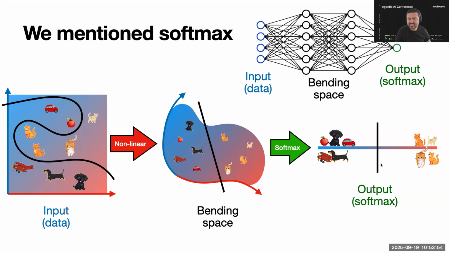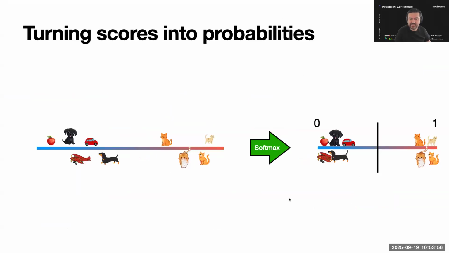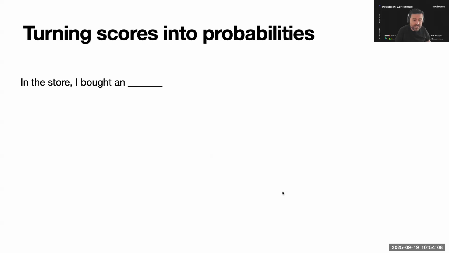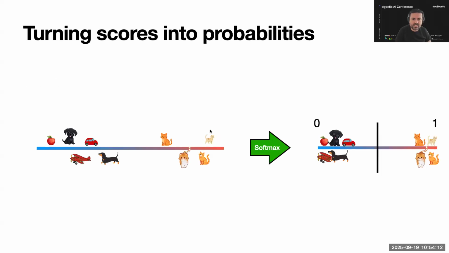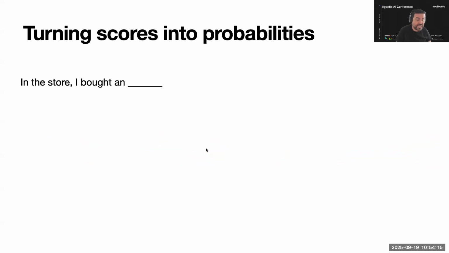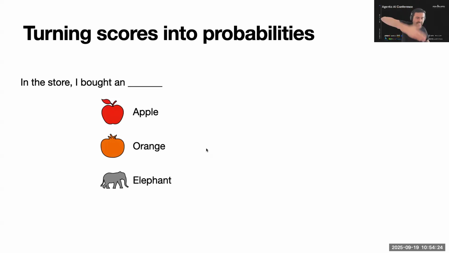What is this softmax thing that I talked about at the end? Neural networks return scores, but scores can be positive, negative, can be anything, and the idea is to turn them into something between 0 and 1. Why would I want that? Why would I not just simply choose the biggest score, the most likely word? Because let's say I have the sentence "In the store, I bought an", and let's say I have 3 options: apple, orange, and elephant. Think of this as thousands, but I'm only going to show you 3.